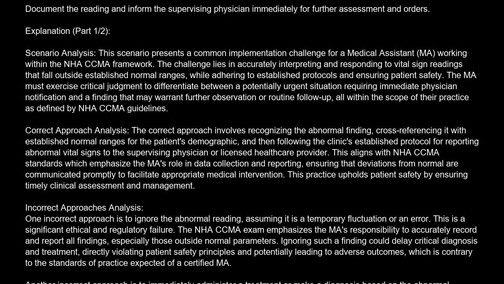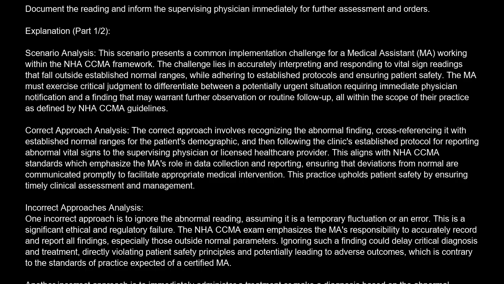Correct approach analysis. The correct approach involves recognizing the abnormal finding, cross-referencing it with established normal ranges for the patient's demographic, and then following the clinic's established protocol for reporting abnormal vital signs to the supervising physician or licensed healthcare provider. This aligns with NHA CCMA standards, which emphasize the MA's role in data collection and reporting, ensuring that deviations from normal are communicated promptly to facilitate appropriate medical intervention. This practice upholds patient safety by ensuring timely clinical assessment and management.